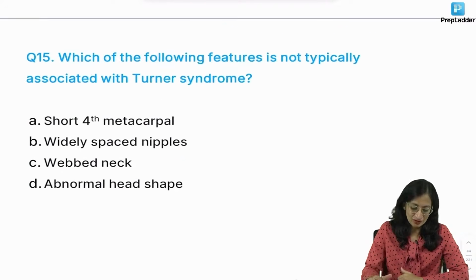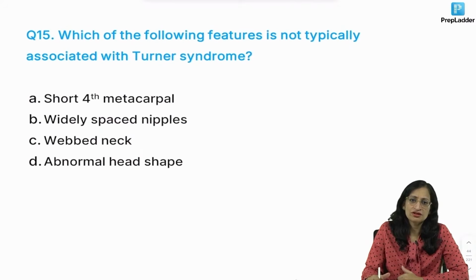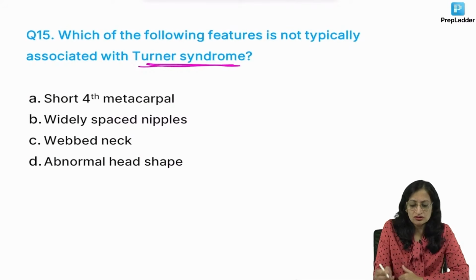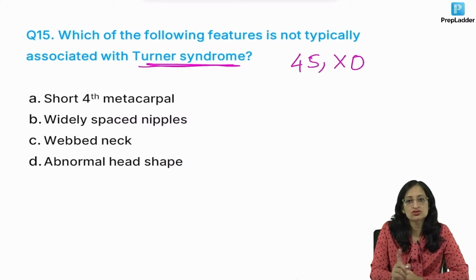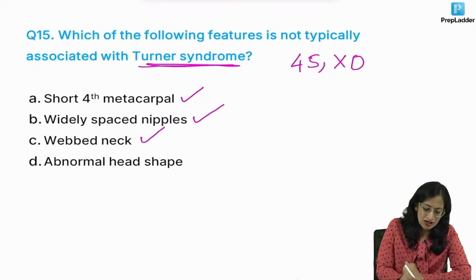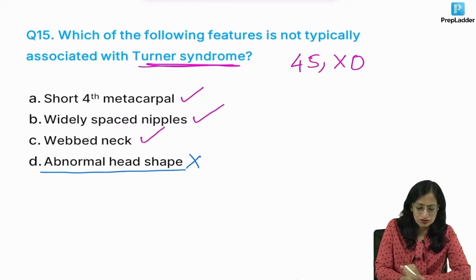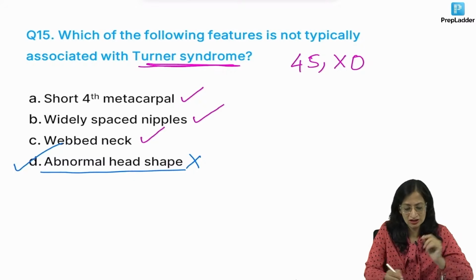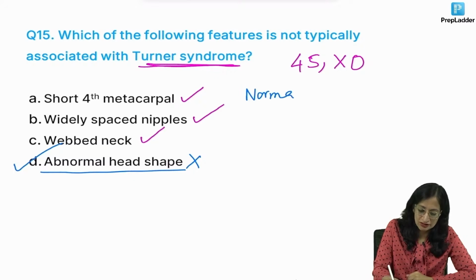Okay, clear? Moving ahead, which of the following features is not typically associated with Turner syndrome? Turner syndrome we know is a condition with 45,XO, a single X chromosome, no Y chromosome. In this condition we have short 4th metacarpal and metatarsal, widely spaced nipples, webbed neck we already mentioned, but abnormal head shape is not a feature of Turner syndrome. And in Turner syndrome, remember, there is normal intelligence, okay? Normal intelligence.